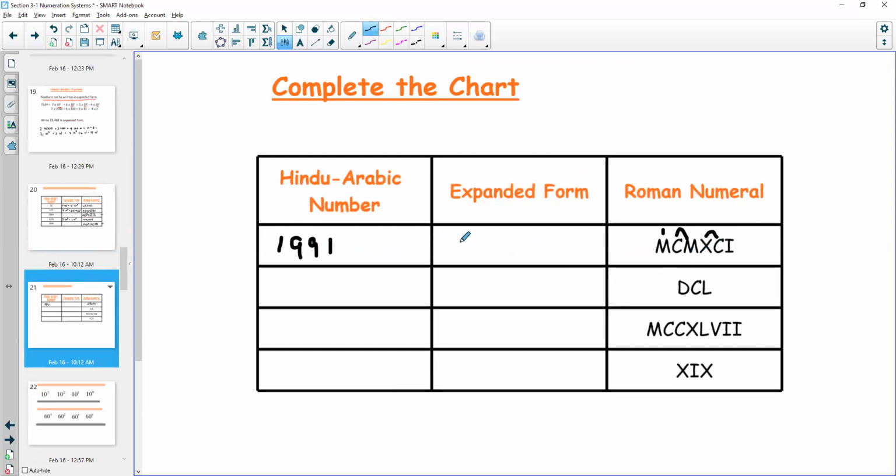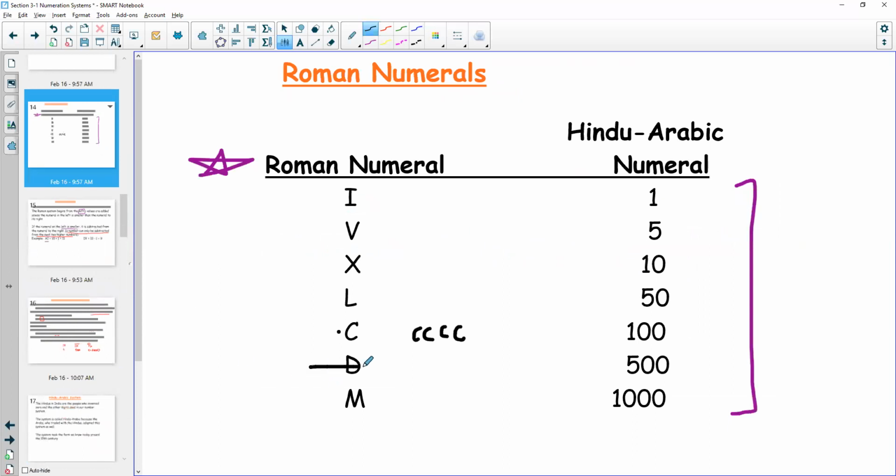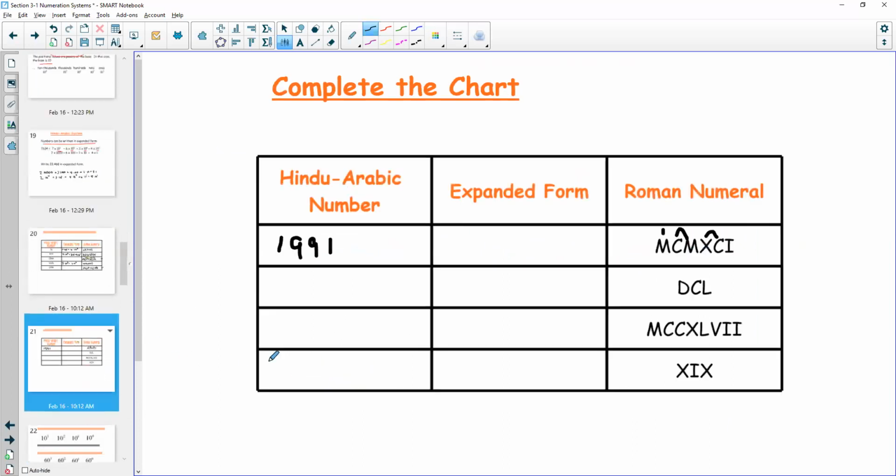Okay, write it in expanded form. DCL, let's see. Well, D is what? What's D worth? Do you remember? Did you check? D was worth 500. And here's the thing, it's the first thing out there. There's nothing to the left of it. So it's 500. But this C is also worth 100, so this is 500 and 100 more, 600. L is worth 50. That's that. All right.